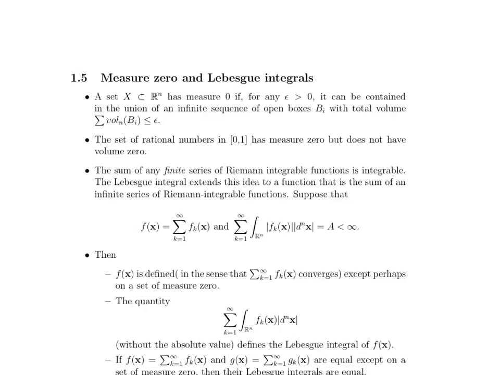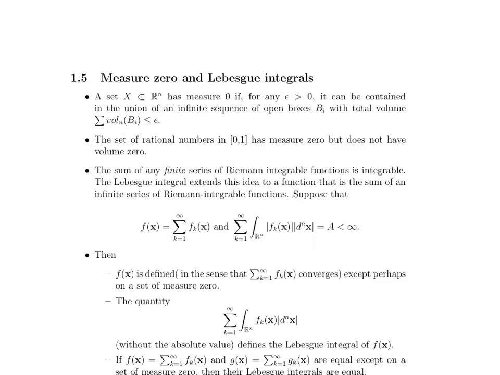Before we jump right into it, there are a couple key terms that we do need to clarify before getting into the thick of things. The first is measure zero. We say that a subset of Rn has measure 0 if for any epsilon greater than 0, this set can be contained in the union of an infinite sequence of open boxes whose total volume is less than or equal to epsilon. Now, a lot of people look at this and say this sounds a lot like a set of volume 0, but in fact it is not.